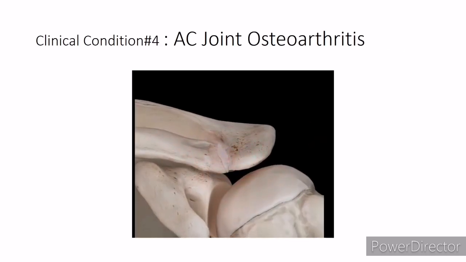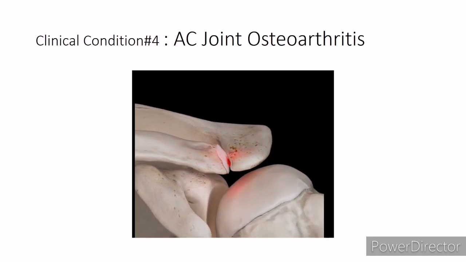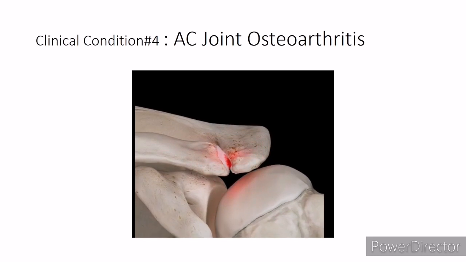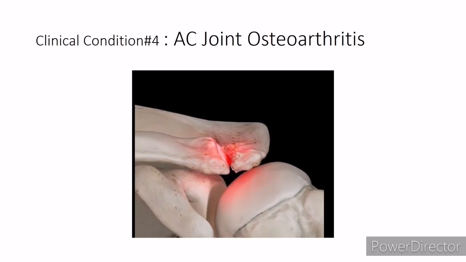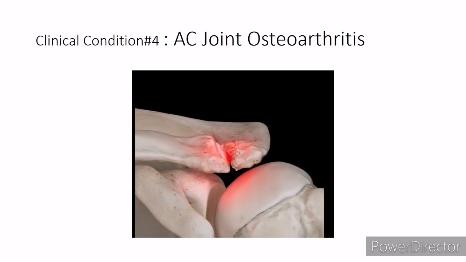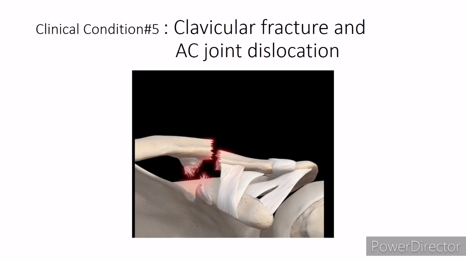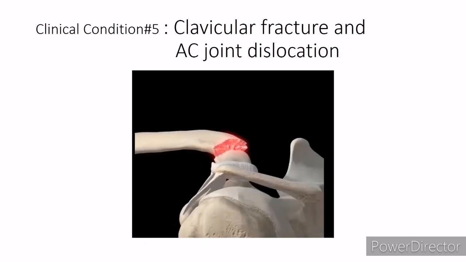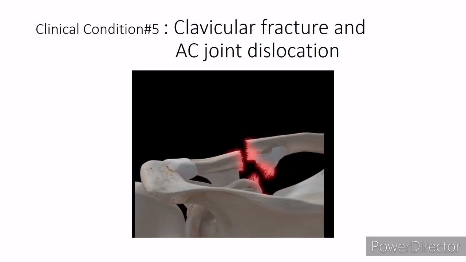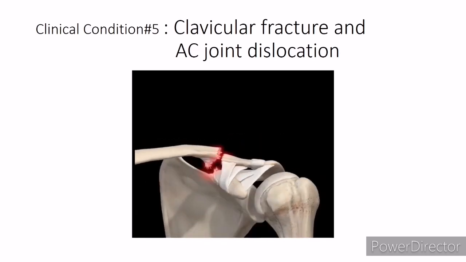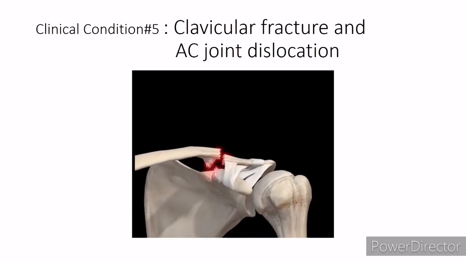The acromioclavicular joint osteoarthritis is a type of shoulder arthritis that involves degenerative changes to the cartilage and other structures in the acromioclavicular joint, leading to pain, stiffness, and weakness in front of the shoulder. Next, clavicular fracture and AC joint dislocation. Injuries around the clavicle are quite common. Furthermore, AC joint dislocation combined with fracture of the distal end of the clavicle are quite frequent and well recognized.